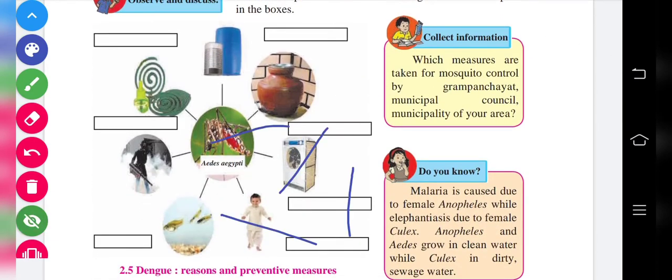What do you observe in this picture? Mosquito here, mosquito control here, mosquito control here, and my baby here doing this. Okay, these are the observations of the picture.